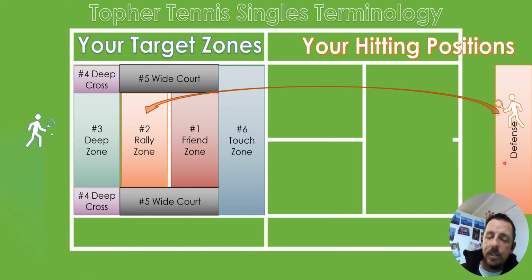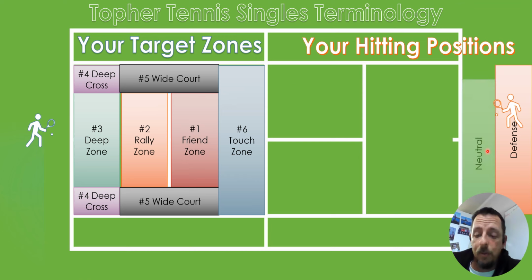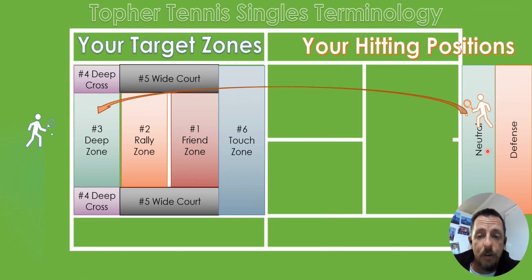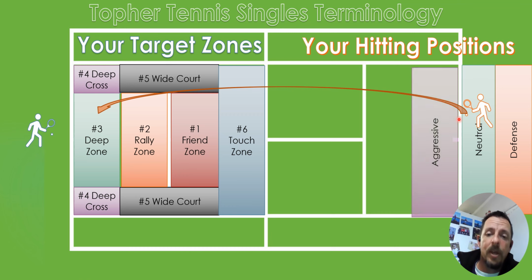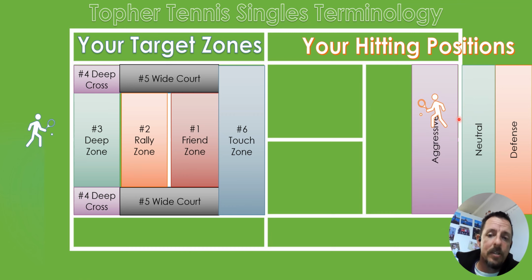From the defensive position, we're pushed back in the court and we only want to hit into zone 2, the rally zone. That's all we want to hit into because we're just trying to keep the ball going and work our way back into the rally, back into hopefully a neutral position. When we can shift up into a neutral position, then we can start targeting a deeper zone, zone number 3, so that we can start dictating a little play, drawing a few errors from our opponents, maybe getting a shorter ball. When we can get a little bit shorter ball, we can step to the baseline or in front of it into an aggressive position.